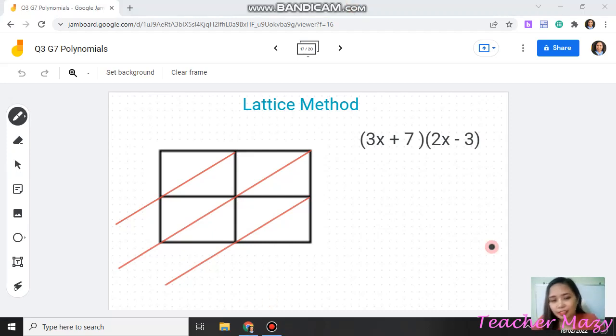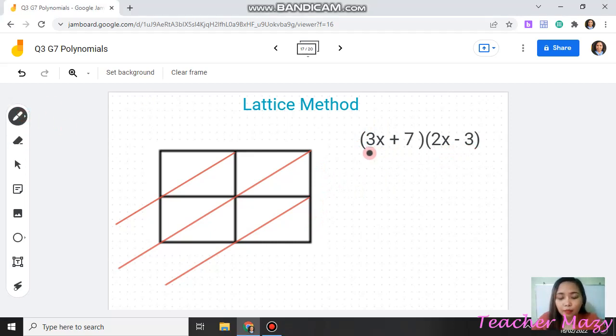Okay, so first, you need to draw a box like this one. This is the lattice box here, and the number of columns and rows depends on the number of terms in the given. For this time, we have two binomials, so we have two terms and another two terms. So the box is 2 by 2, two columns and two rows. Each column is for the numerical coefficient of the first factor, and the rows are for the numerical coefficient of the second factor.